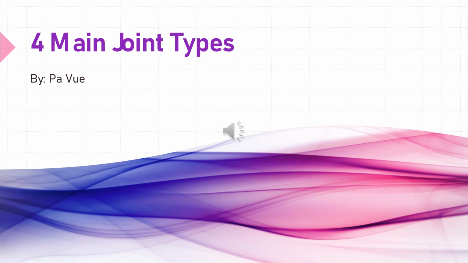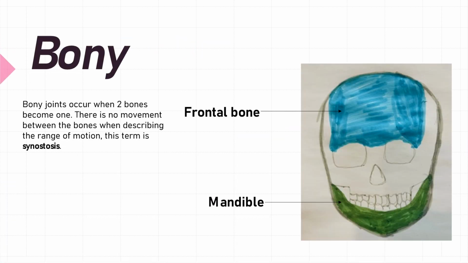I will be talking about the four major classes of joints. The first type is bony. Bony joints occur when two bones become one. There is no movement between the bones when describing the range of motion. This term is synostosis. On the right displays this movement in the mandible and frontal bone.